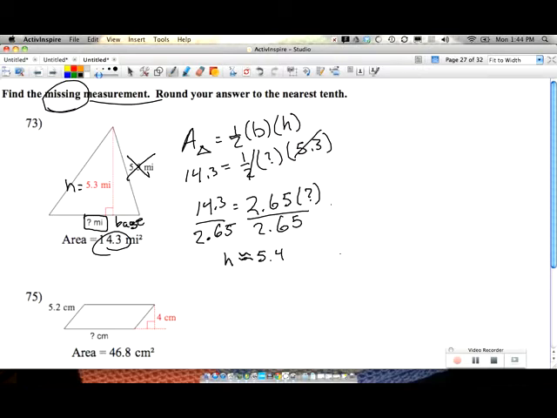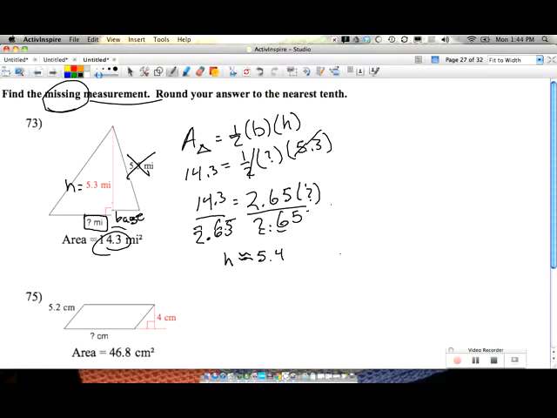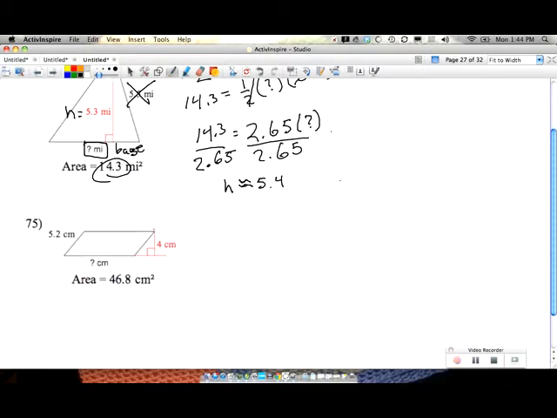Again, we got extra information that we don't need. This is a parallelogram, and the area of a parallelogram is just equal to base times height. Well, our height is right here. It's 4, and the base is this question mark. So this 5.2, that would be like a slant height. We don't need that. So we're going to have 4 times a question mark equals our area, which is going to be 46.8.